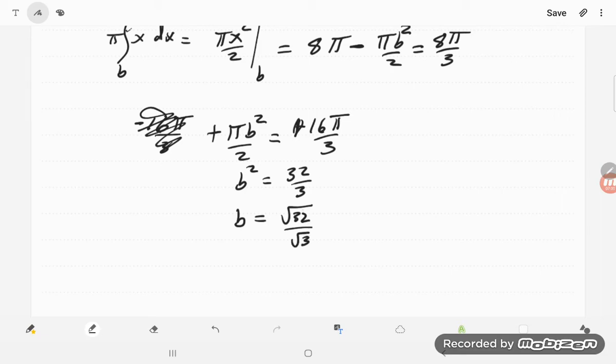Now, square root of 32, well, 32 is 16 times 2. So this is 4 times the square root of 2 over the square root of 3. And once again, I could multiply top and bottom by the square root of 3. And so you get 4/3 times the square root of 6. Okay, square root of 6, I don't know what that is. 2 point something or other.